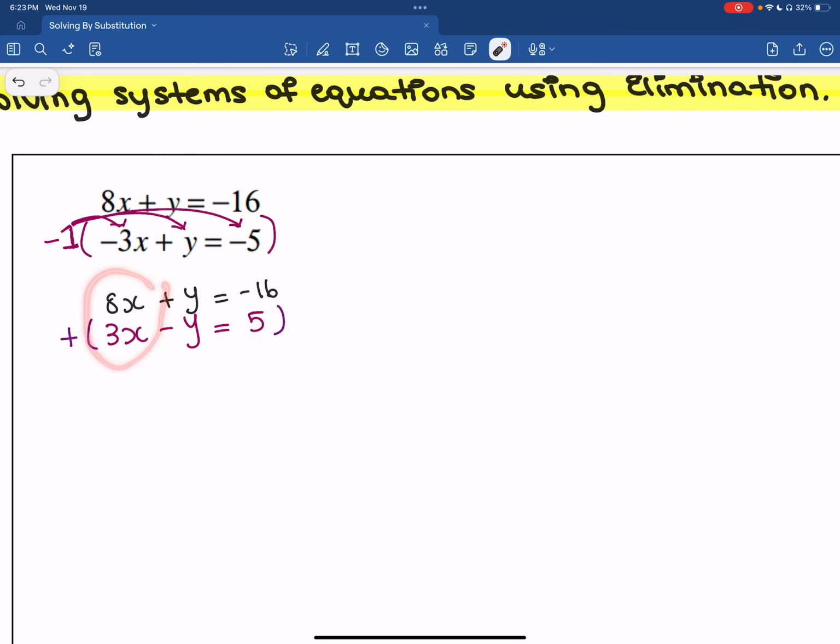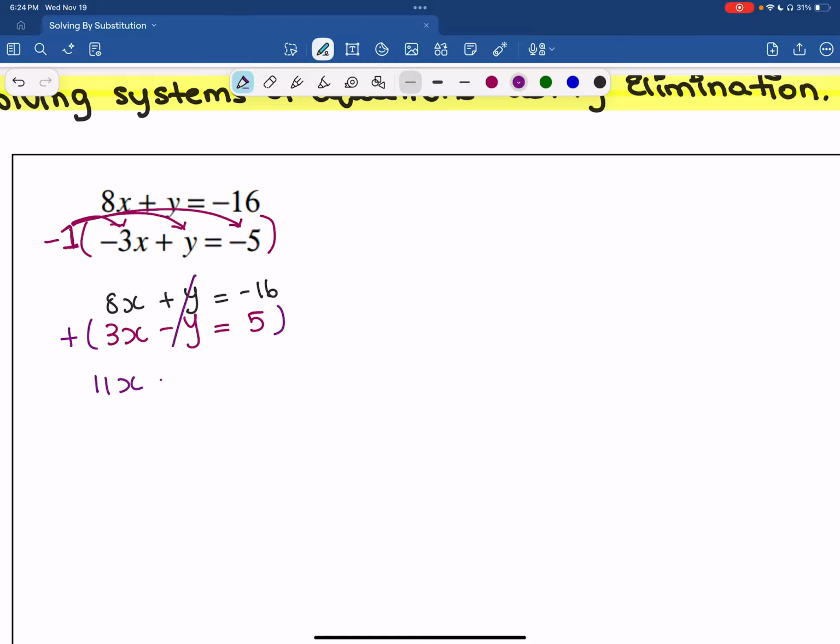8x plus 3x is 11x. -y plus y, or y minus y, is just going to cancel out. So 11x is equal to -16 plus 5, which is just -11. Last step to solve for x is to divide both sides by 11. The 11s will cancel out, and we'll have x is equal to -1.